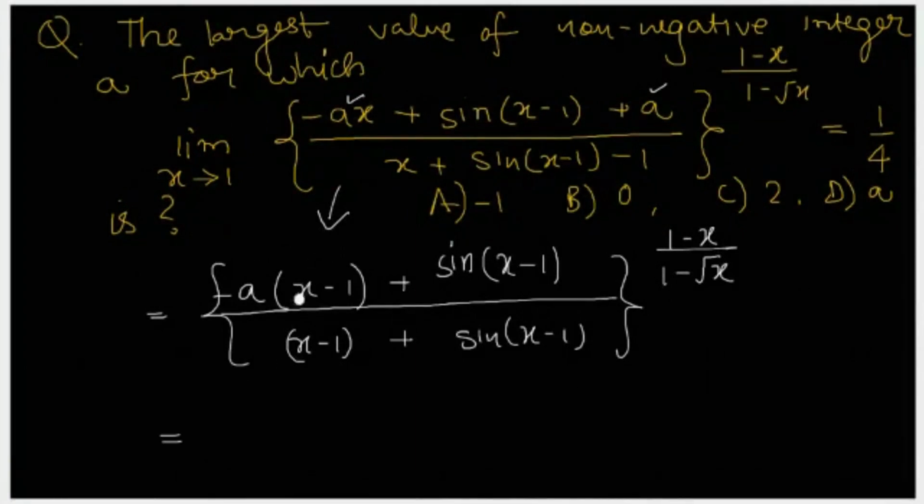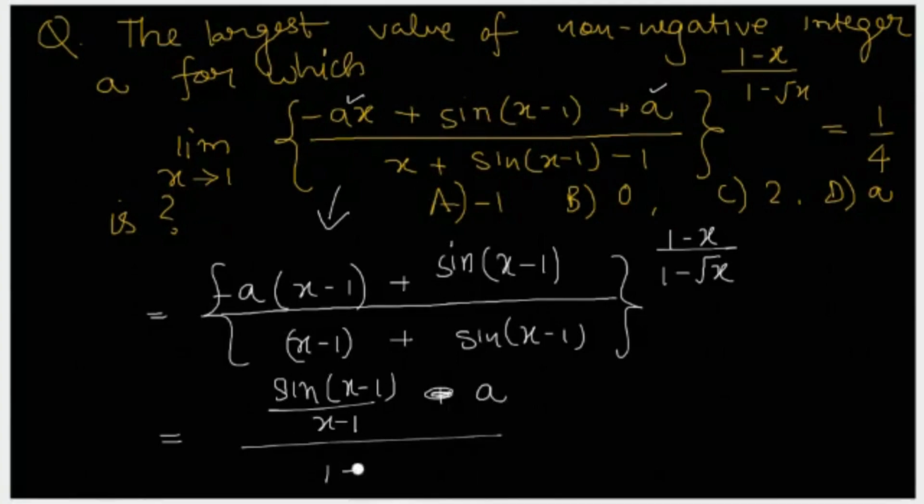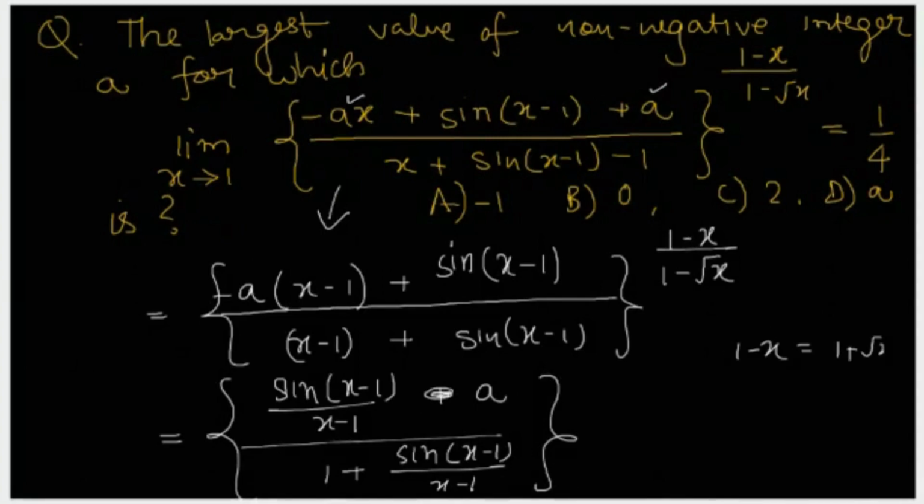If you take x minus 1 common, this will become sine of (x minus 1) by (x minus 1) minus a, by 1 plus sine of (x minus 1) by (x minus 1), to the power. Here you can write 1 minus x equals (1 plus √x) times (1 minus √x). If you divide by 1 minus √x, this will get cancelled. The reason you can cancel this is because x is tending to 1 and x is not equal to 1. So this will become 1 plus √x.